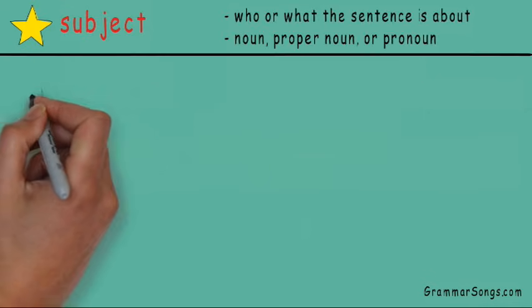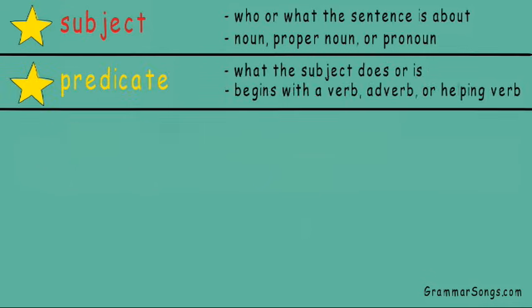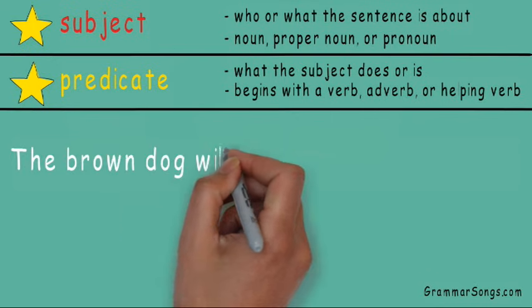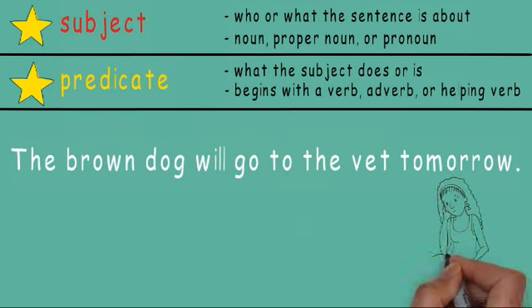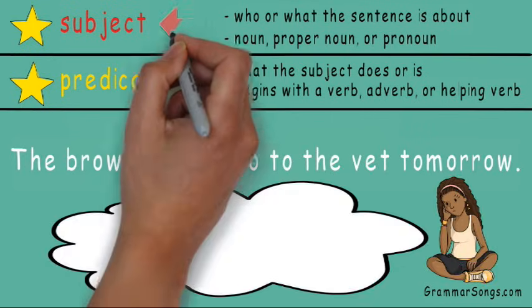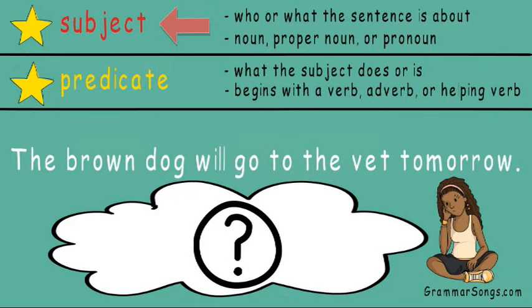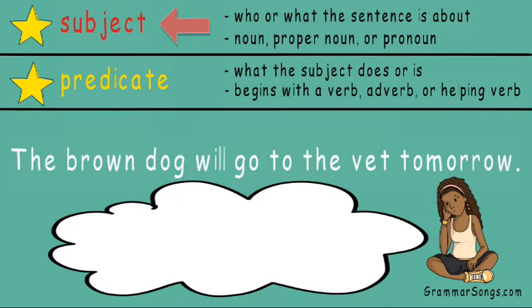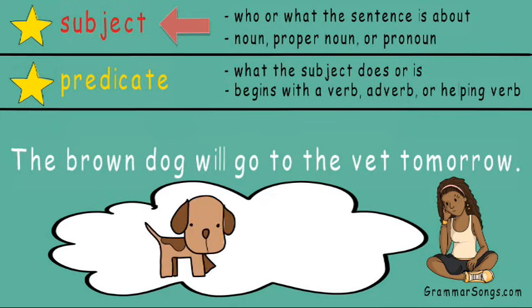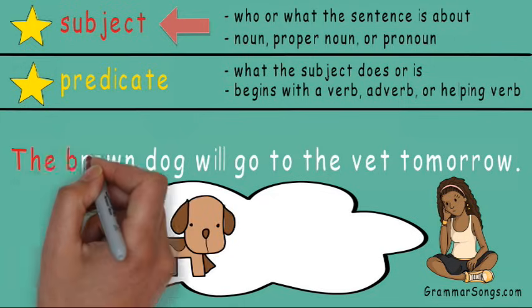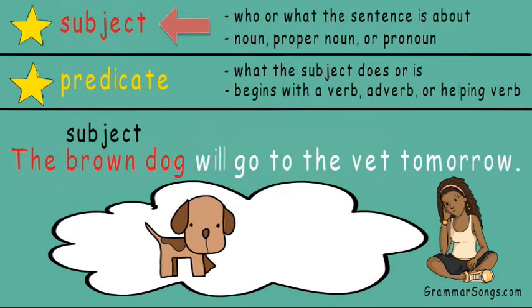Let's practice finding the subject and predicate again. The brown dog will go to the vet tomorrow. First, we need to find our subject. Who or what is this sentence about? Well, when I read this sentence, I get a picture in my head of a brown dog. The brown dog is my subject, and a dog is a noun.